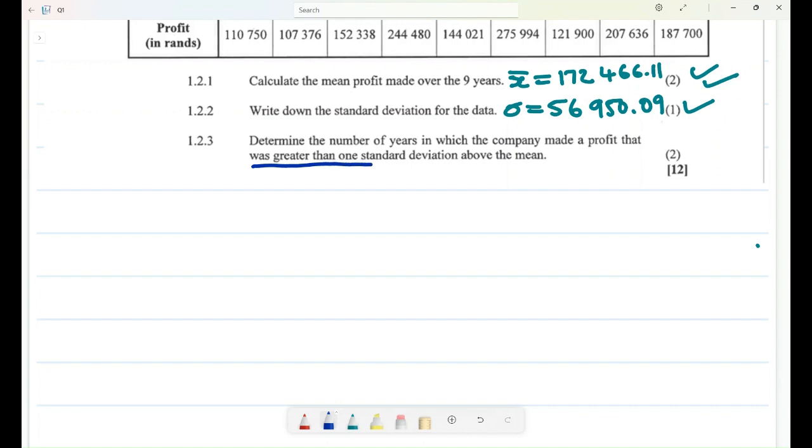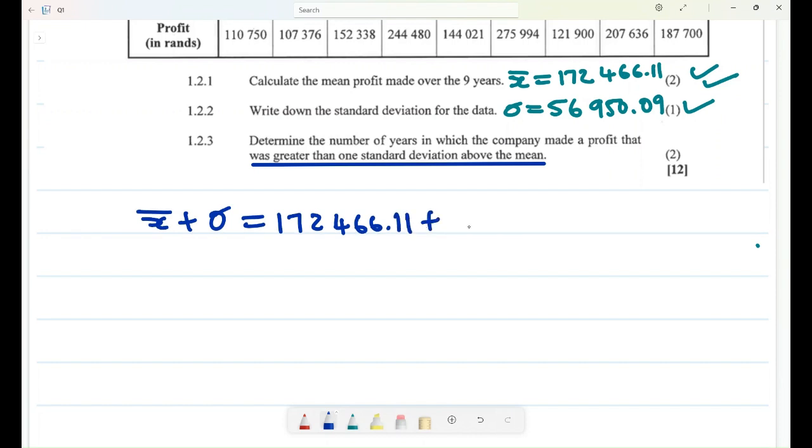But for this one, it was 1 standard deviation above the mean. What is our mean? Our mean is 172,466.11 plus our standard deviation of 56,950.09. Then you get an answer that is something like 229,416.20. You are not done.